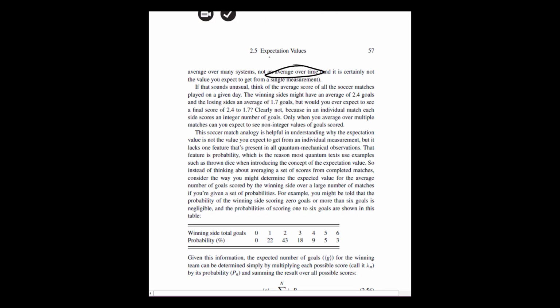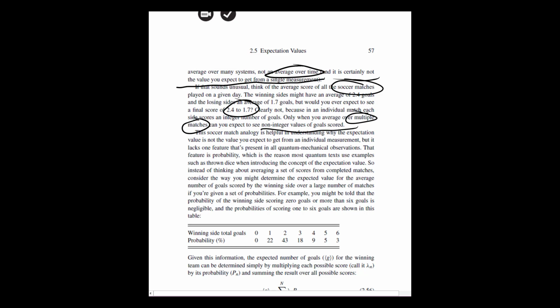So it's not an average over time, and it is definitely not the value you expect to get from a single measurement. A practical example of this is to think about the score of all of the soccer matches played on a single day. Let's say the winning sides have an average of 2.4 goals and the average for the losing sides is 1.7 goals. You would never expect to see a score of 2.4 to 1.7. In athletic contests, we score integer numbers of goals. But when you average over multiple matches, then you can see non-integer values for the number of goals scored.